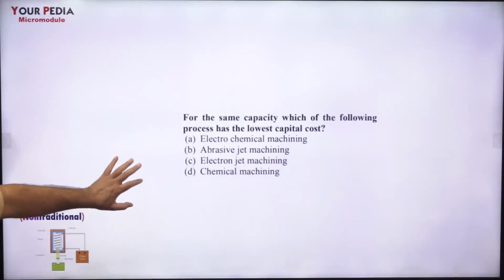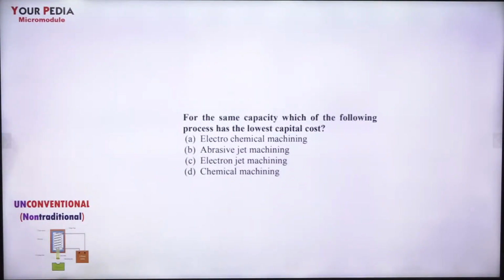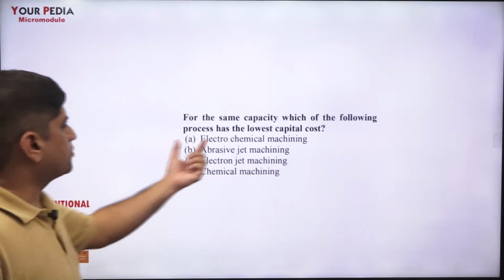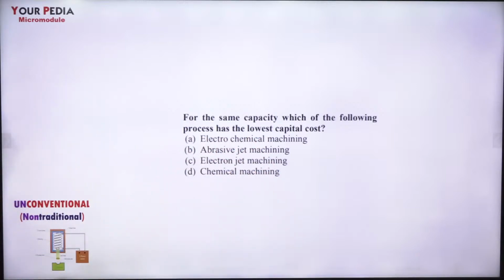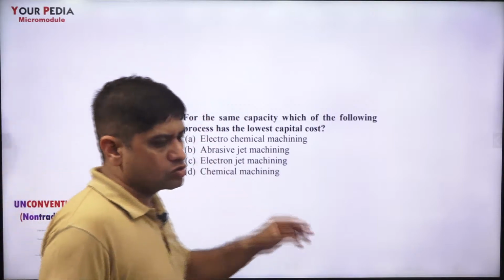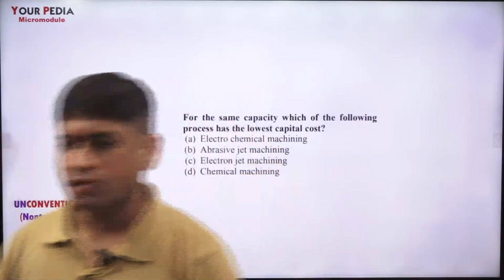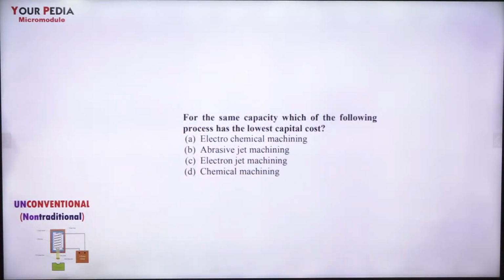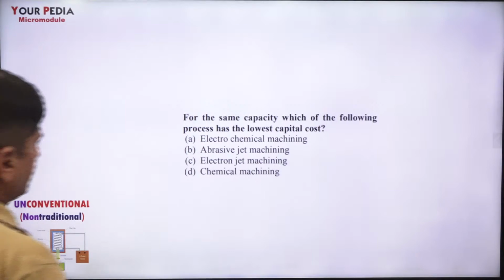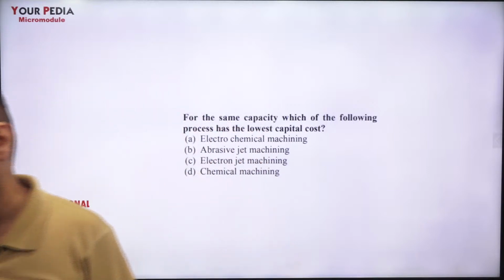As of now, let's talk about only non-traditional machining processes. Okay, so for the same capacity, which of the following processes has the lowest capital cost, the lowest initial investment? Which setup should I install so that the initial investment is minimum? Which one is the cheapest to start with? Which of the following non-traditional machining processes is cheapest to start with? Electrochemical, abrasive jet machining, electron beam machining, and chemical machining.